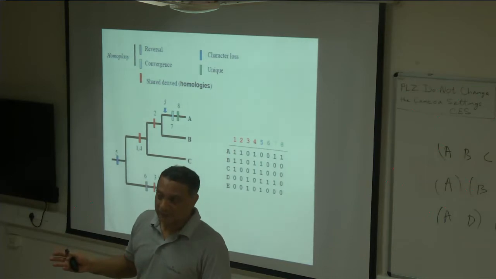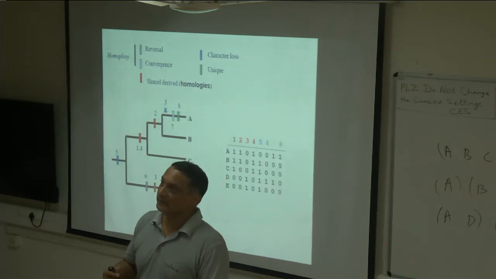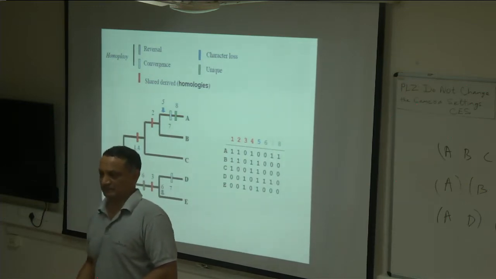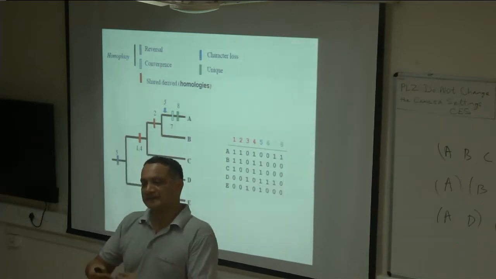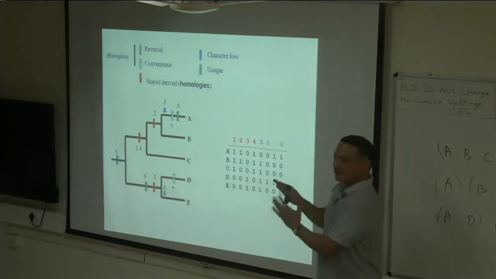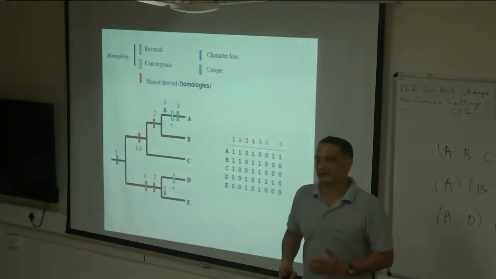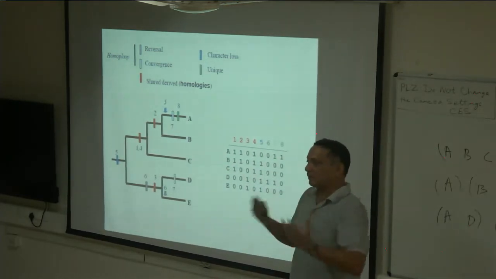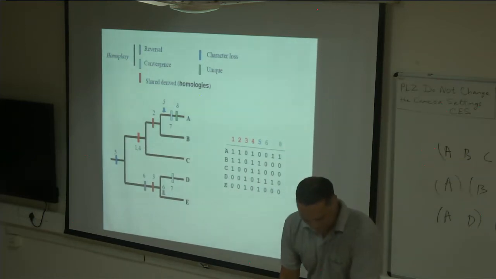So there are multiple trees possible, right? What the program is doing is it is picking the tree that agrees with most of the characters, right? And how does it do that? It picks the tree that needs the least number of changes, right? And the characters that do not agree with the tree then become your homoplasies, or they are characters that are lost in just one lineage, or characters that are unique to just one lineage. Those are not informative at all. And what do I mean by not informative at all?